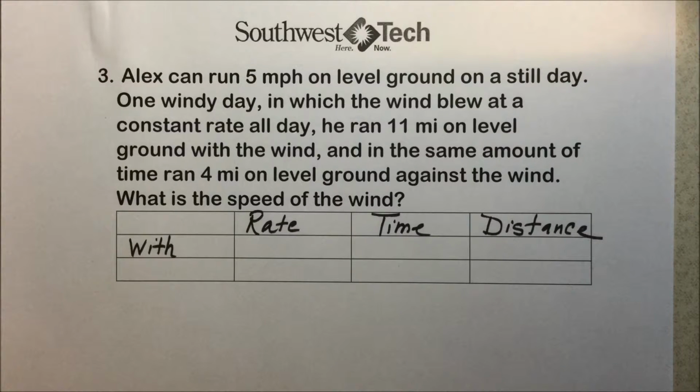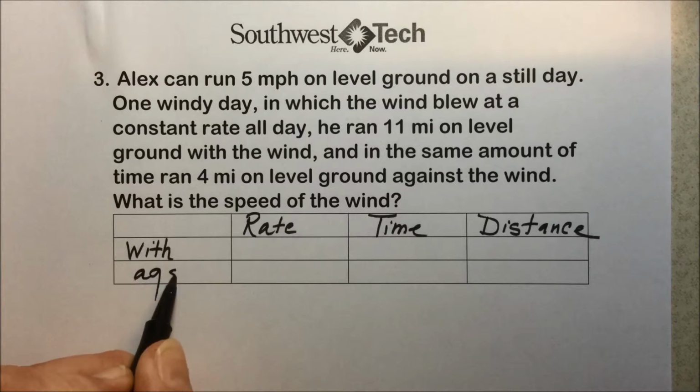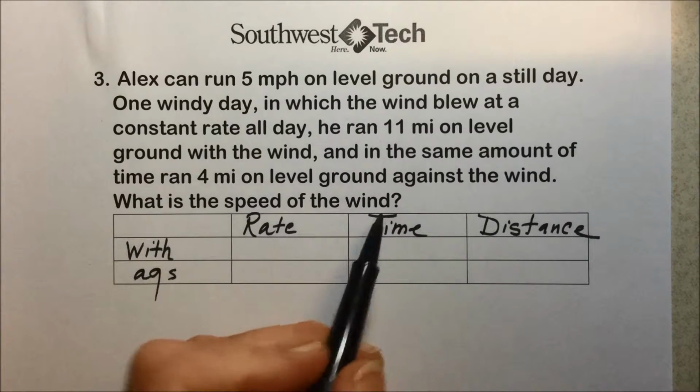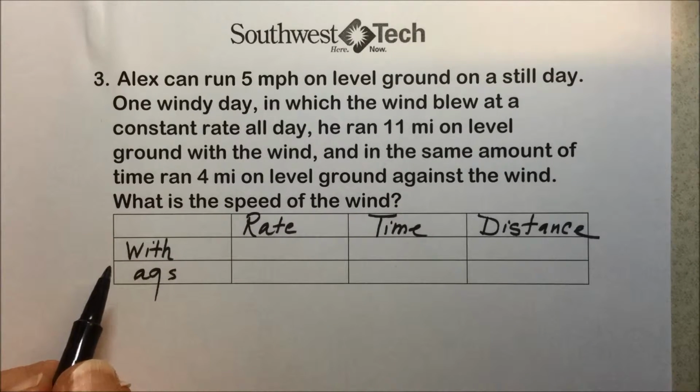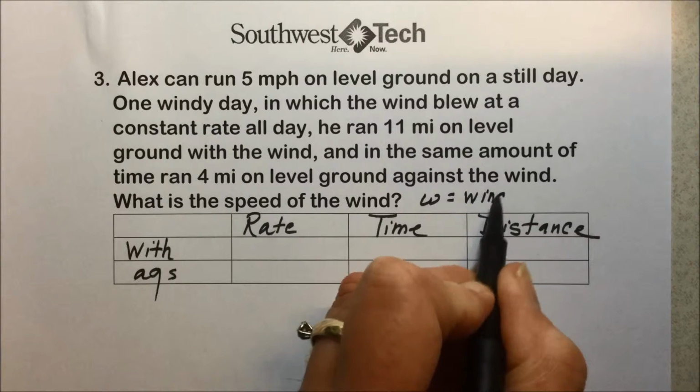Traveling by some kind of watercraft with the current adds to the boat's speed in still water, and similarly when the boat goes against the current, that current will reduce the speed of the boat. So we have a similar situation here with Alex running with the wind and against the wind. What we don't know in this problem is the speed of the wind, so this will be our unknown, and we'll let W stand for wind speed.